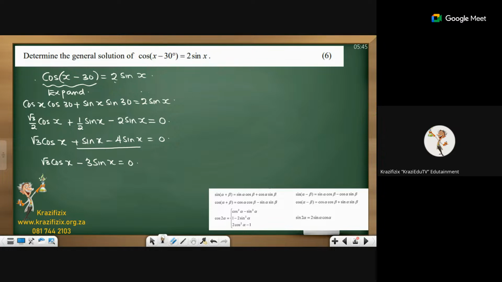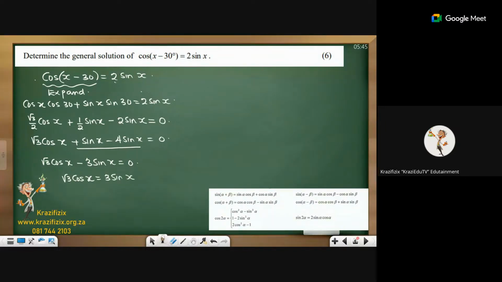There is no way to factorize, and I have a cos and a sine. We can see they are not squared identities, right? They are just single identities. I need to find a way to get tan now. I'm going to move whichever one over to the other side. Okay, root 3 cos x will therefore be equal to 3 sine x.